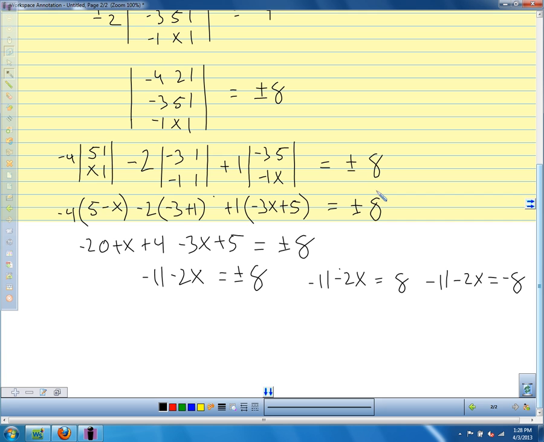Yes? So why is it -20 plus x and not -20 plus 4x? Oh, it should be, you're right, it should be plus 4x. I forgot to distribute my 4. So this would be 4x minus 3x, so this should just be an x. Thank you. And this should be a plus x. So if we finish up here, I'd get x equals 11 plus 8 is 19, or x equals minus 11 plus 8, or I'm sorry, minus 8 plus 11 is 3.